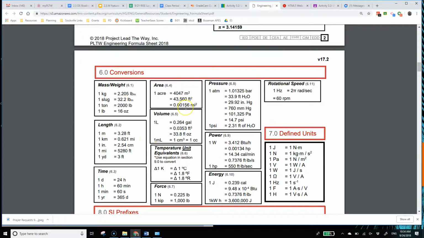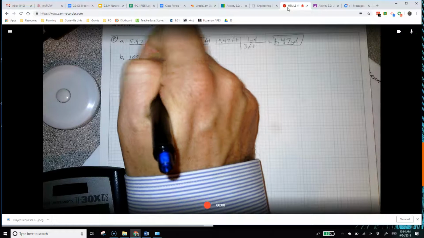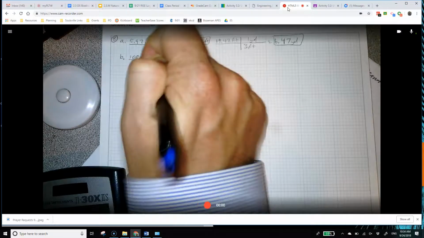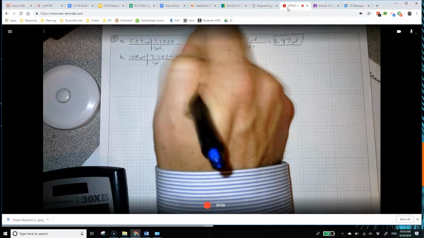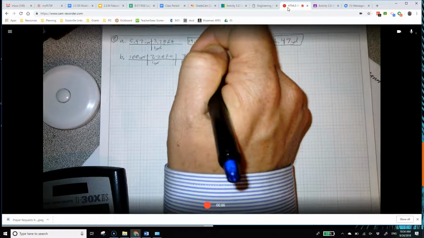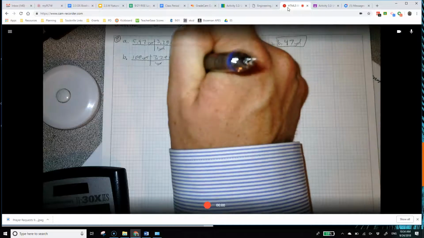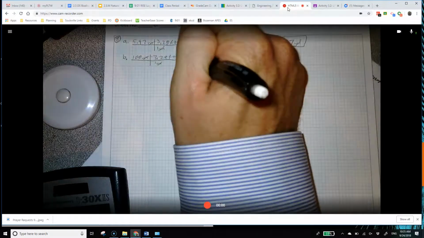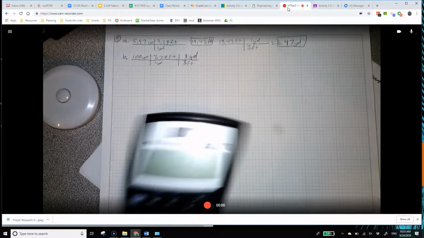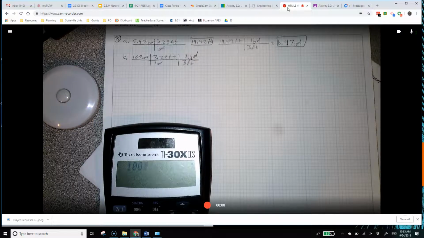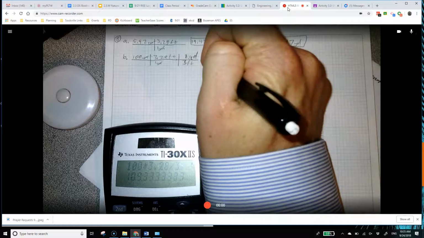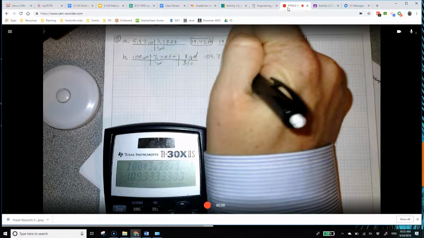So let's see here. I go 100 meters. Use that same conversion. 1 meter is 3.28 feet. Cross out meters. Now I'm in feet. I want to go to yards and say 1 foot is 3 yards. I got something wrong. Whoops. 3 feet is 1 yard. That's the problem. So in my calculator, it's 100 times 3.28 divided by 3. That gives me 109.3. And that unit was yards.